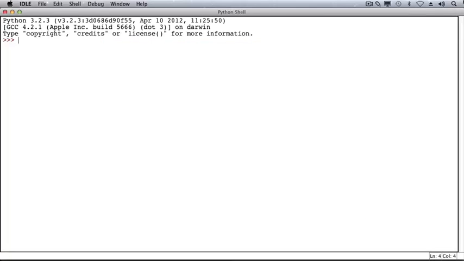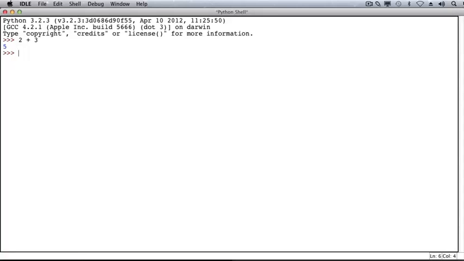This is IDLE, and the window that we're currently looking at is called the shell. This is where we can try out Python instructions and explore Python's features. This symbol, the three arrow symbols, is called the prompt. Next to the prompt, we will type Python instructions, and when we hit enter, Python will evaluate those instructions. For example, let's type the instruction 2 plus 3 and ask Python to evaluate it.